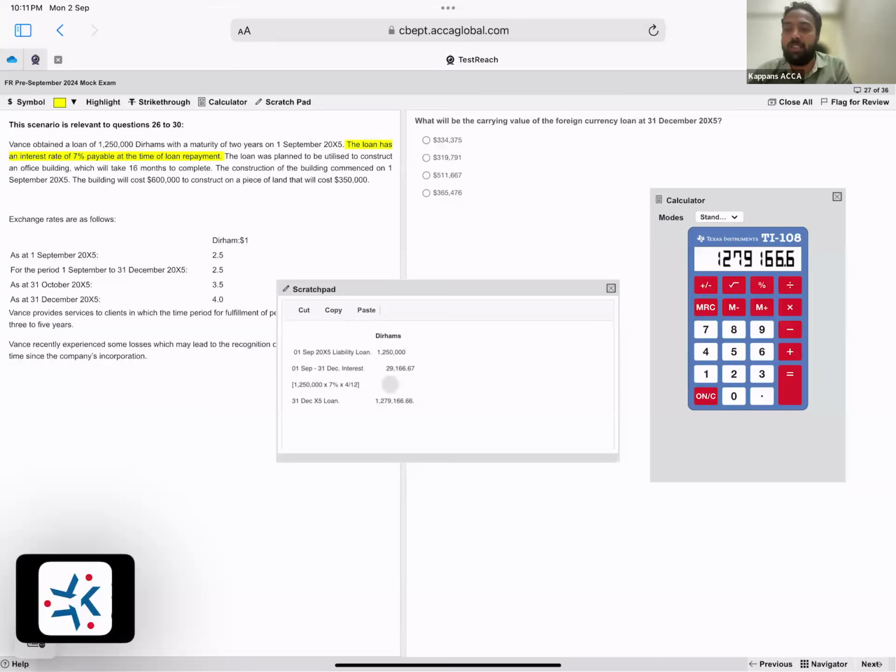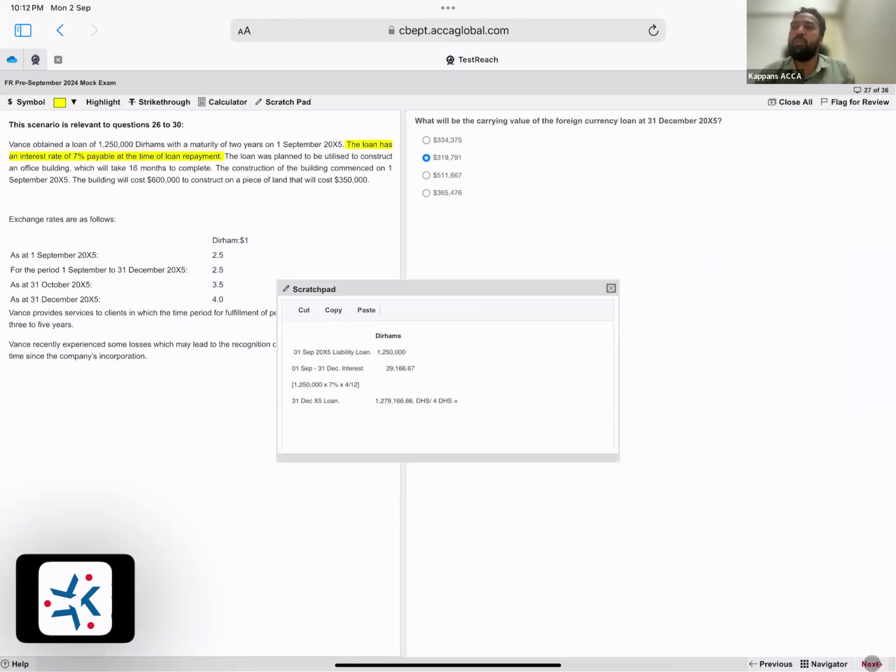So what is the closing rate? The closing rate on 31st December X5 is 4 dirhams. You have to cancel dirhams, so you have to divide by dirhams. Then dirham and dirham will get cancelled. So that is 1,279,166.67 divided by 4, which is equal to 319,791. We got our answer. Option B is the answer.